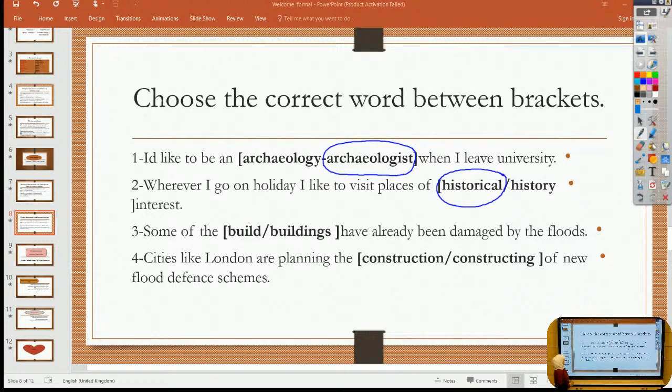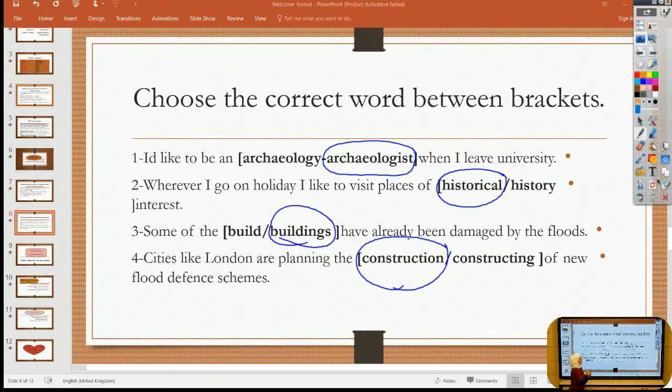Three, some of the built or buildings have already been damaged by the flood. So some of the buildings. And don't forget here we have some, so there must be a plural. Four, cities like London are planning the construction or constructing of a new flood defense schemes. Here there is no need for an adjective or verb, so the correct answer, construction.